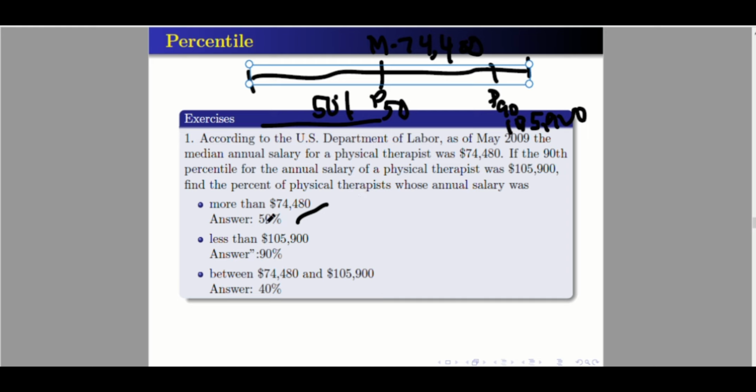Now next, less than 105,900. Less than means to the left. This is at the 90th percentile. So automatically, when we say 90th percentile, it means this is the percentage to the left, so it is 90%. And last, between 74,480 and 105,900. It's at the middle, so this area. We'll just have 90 minus 50, so we have 40%.